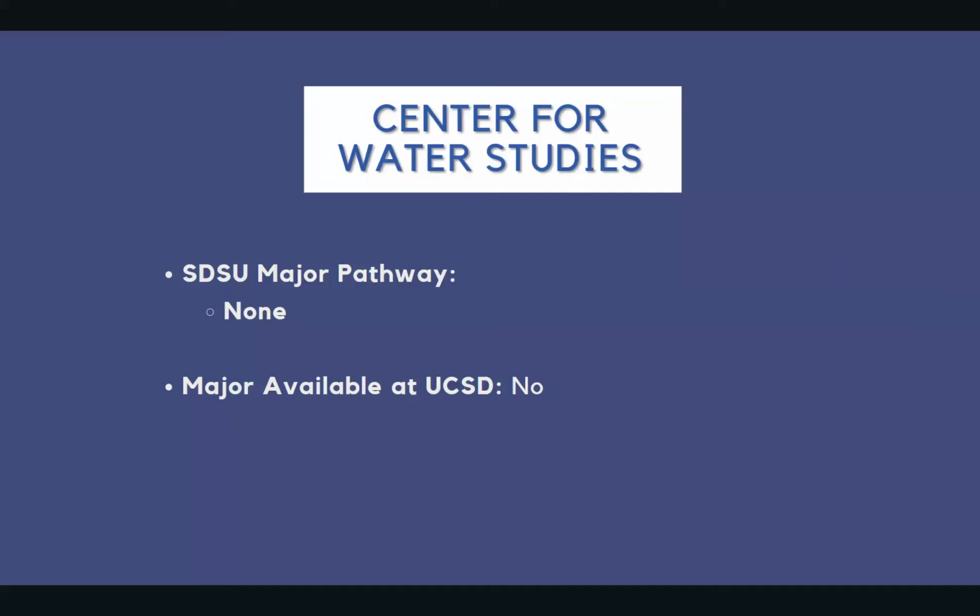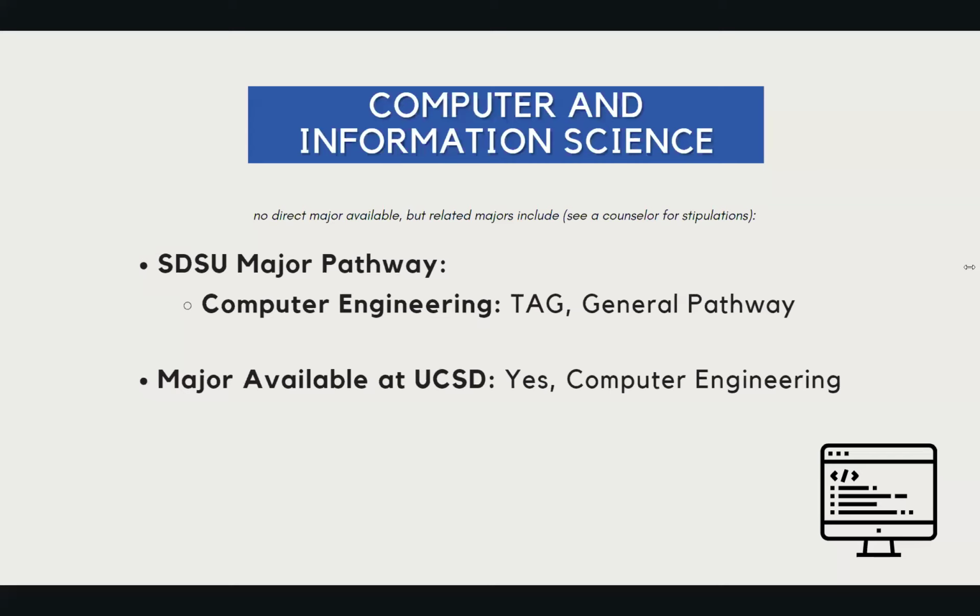Center for Water Studies is not available at either campus. Computer and information science, similar to automotive technology, there is no direct major available, but there are related majors, which include computer engineering at both SDSU and UCSD. And at SDSU, you have the option to go in through the TAG pathway if you're eligible, or the general pathway.